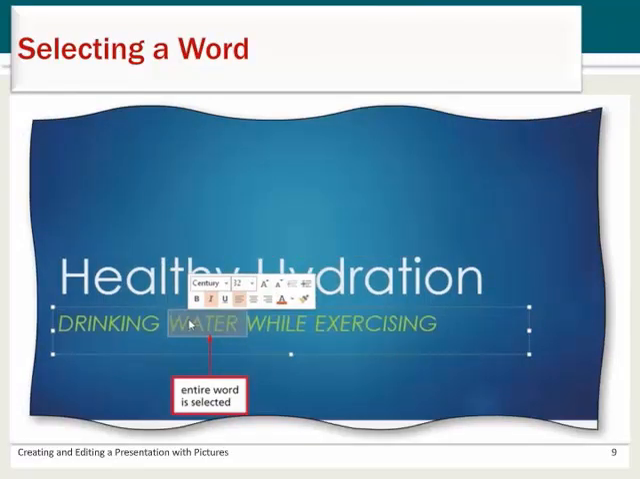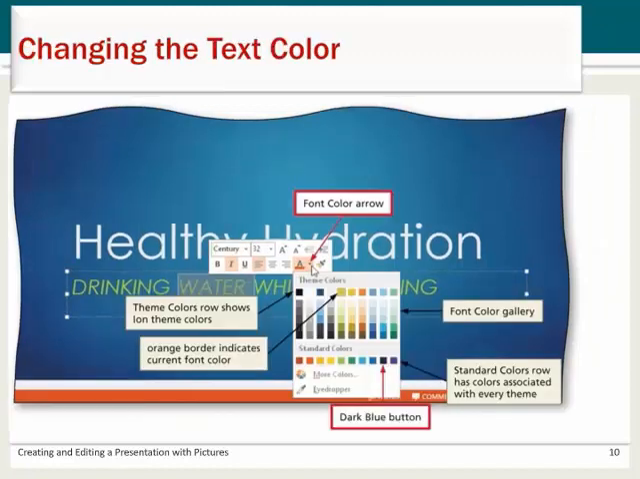Let's prepare to change the text color of a word. To do this, double tap or double click the word to select it. With the word selected, tap or click the font color arrow on the mini toolbar to display the gallery of themed colors and standard colors. Tap or click the dark blue color to change the font color. Tap or click outside the selected text to deselect the word.